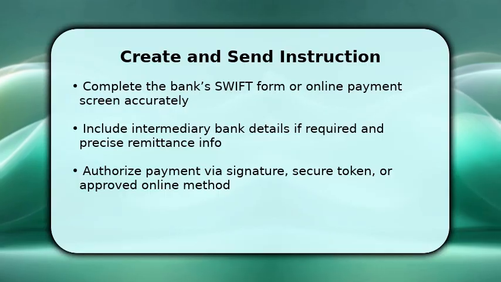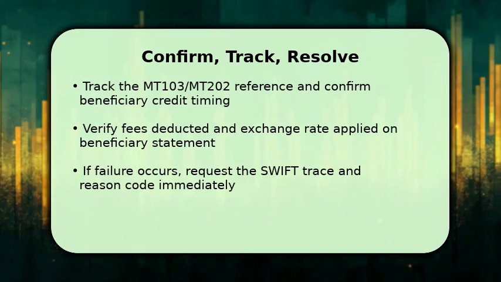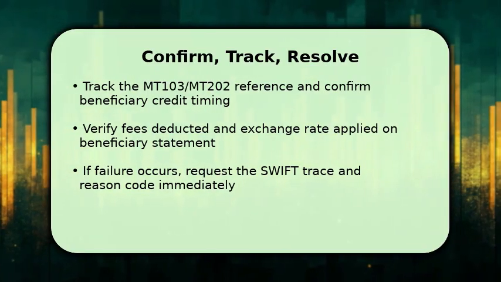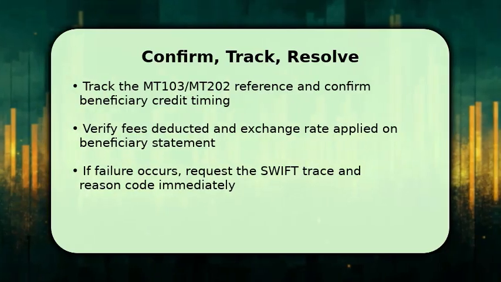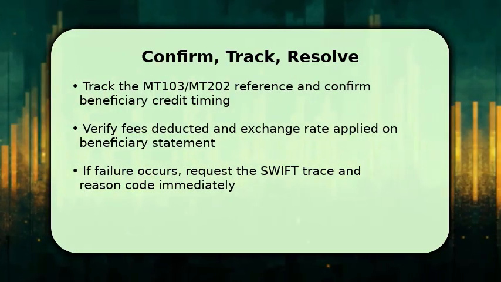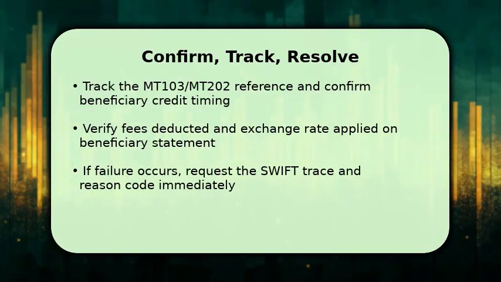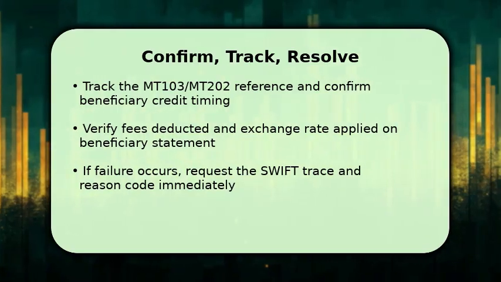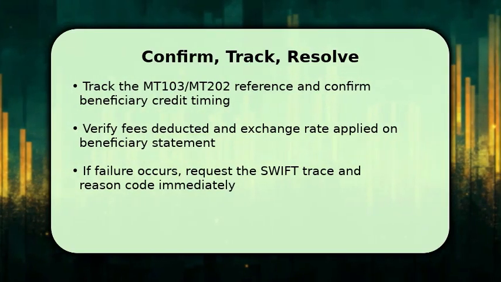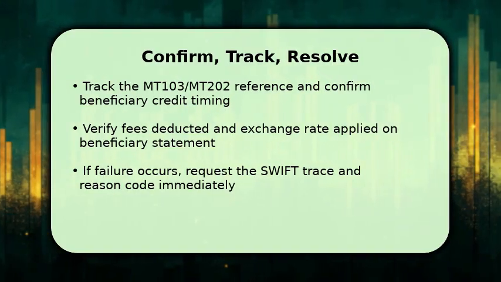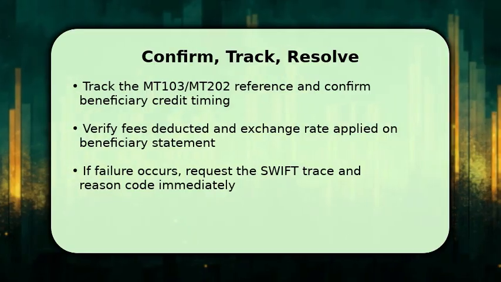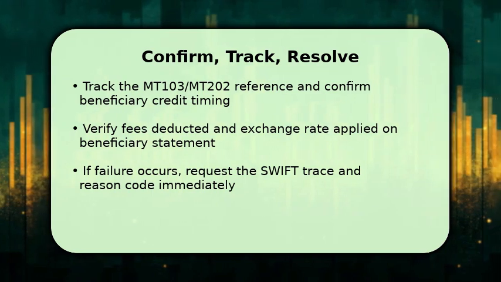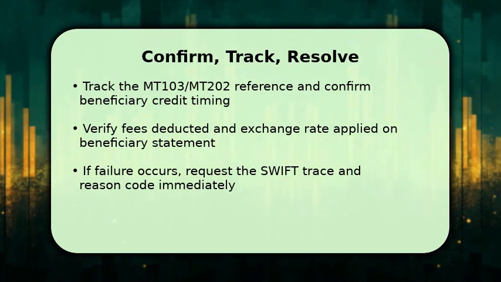You complete the process by tracking the SWIFT message reference, MT103 for customer credit or MT202 for bank transfers, and confirming the beneficiary receives funds within the expected window. Make sure the correct fees and exchange rate were applied by checking the beneficiary statement and your debit. If something goes wrong, request a SWIFT trace and the bank's reason code. This isolates routing or compliance holds. Finally, document the resolution and update payment templates to prevent recurrence, because learning from issues reduces future friction.